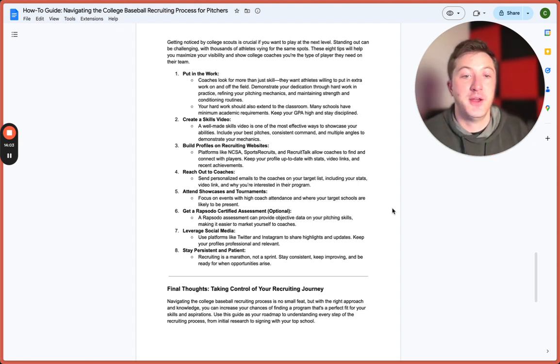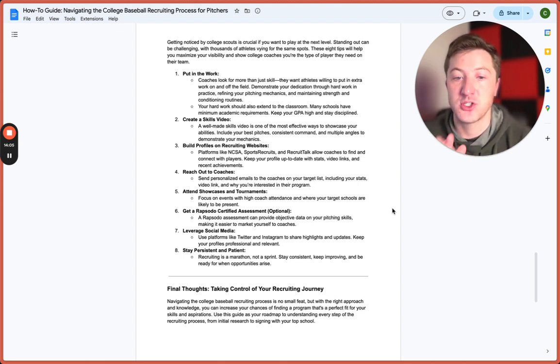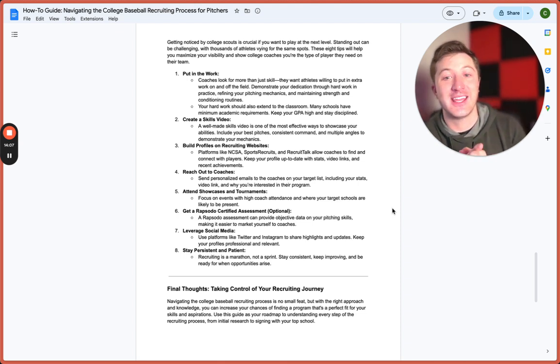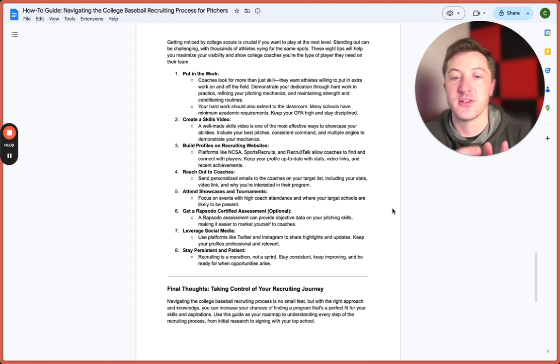Leverage social media. Use platforms like Twitter and Instagram to share your highlights and keep updates, but make sure these profiles stay professional and relevant. Don't post about random things with your buddies. If you're using this for your recruiting purposes, keep it about baseball and keep it about your performances.